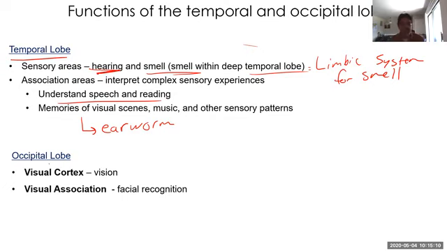As we look towards the occipital lobe, areas back here will have a visual cortex. As the name implies, it's responsible for vision. It's allowing you to see. In addition, though, we also have visual association areas, and these are allowing you to recognize things. For example, facial recognition. It turns out that seeing somebody's face and actually recognizing that face are two different things that the brain needs to interpret.